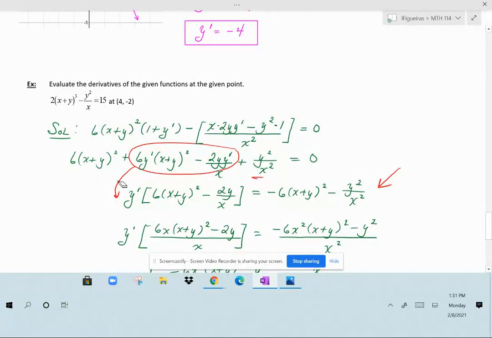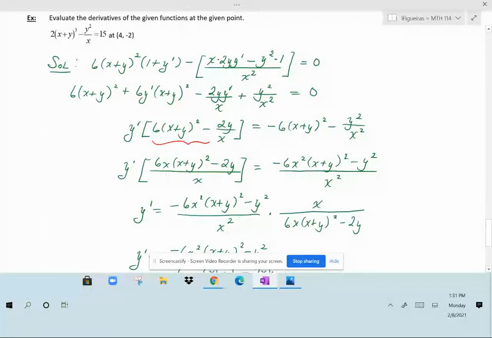Okay, then I got common denominators. So I got a common denominator for the expression inside the bracket here, which is a common denominator of x. So the first term gets multiplied by x. So I was able to write that as one expression. So I have y prime times 6x times x plus y to the second minus 2y over x. And on the right side, I also got a common denominator, which is x squared. So this term gets multiplied by x squared. So my right side is negative 6x squared times x plus y to the second minus y squared all over x squared.